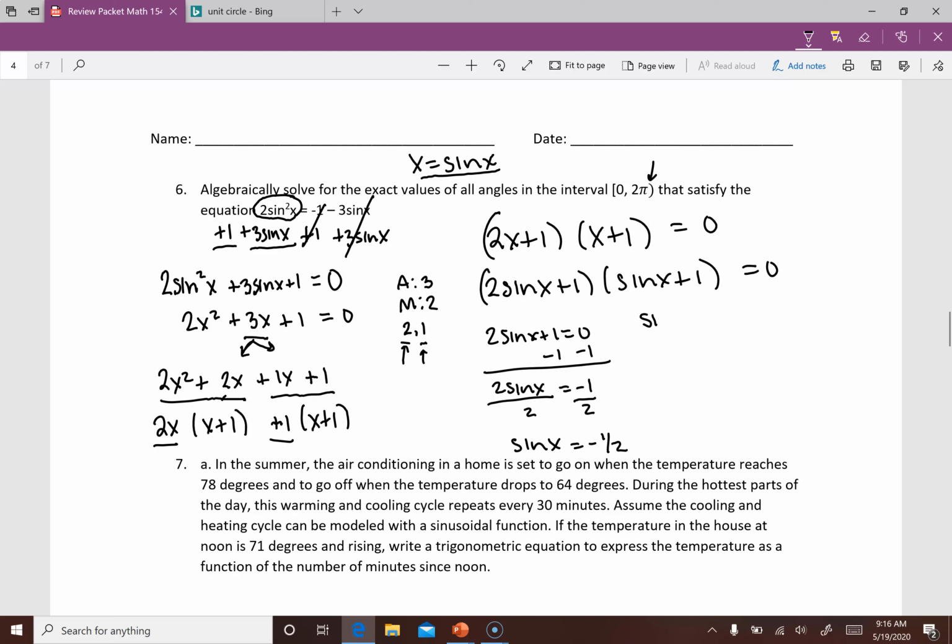Okay, then here we have sine x plus 1 equals 0. Subtract 1 from both sides. The 1's cancel, and I'm left with sine x equals negative 1.